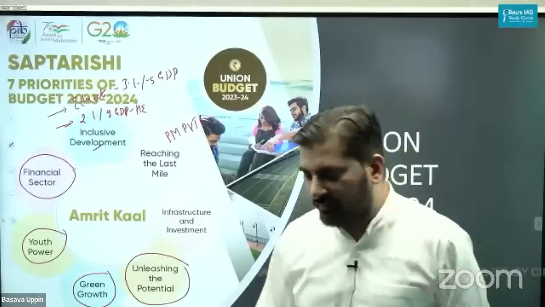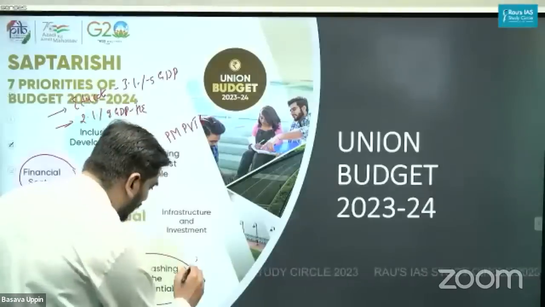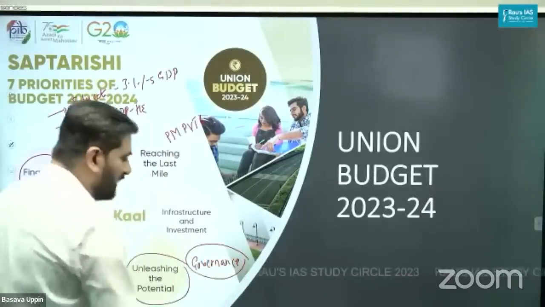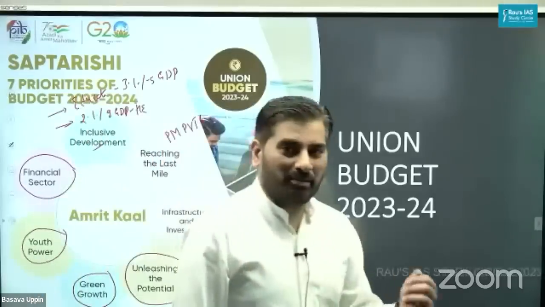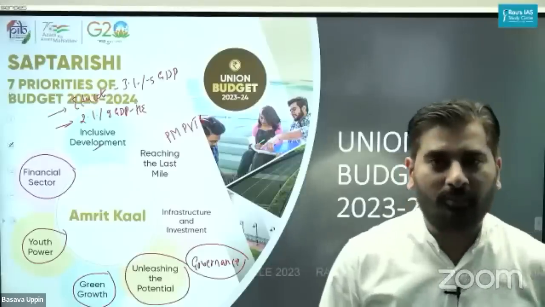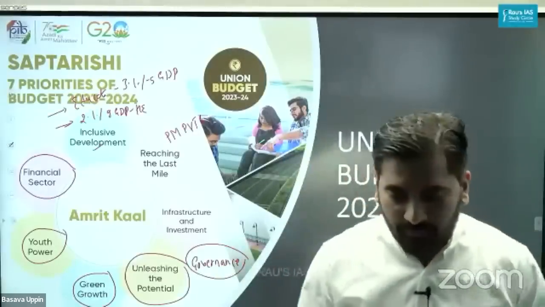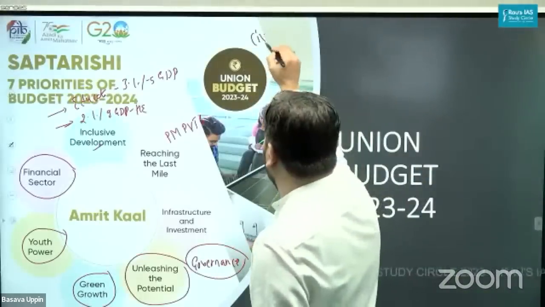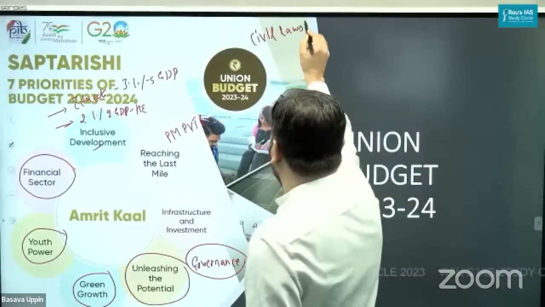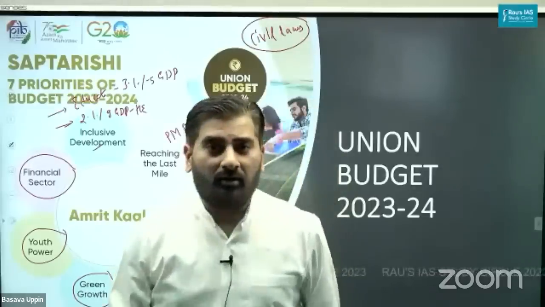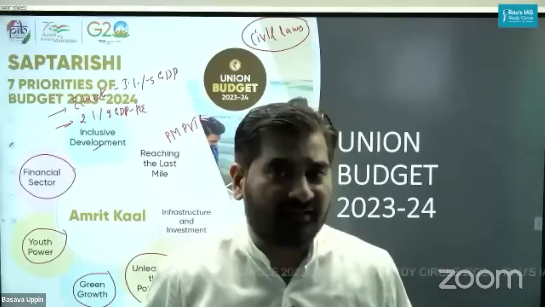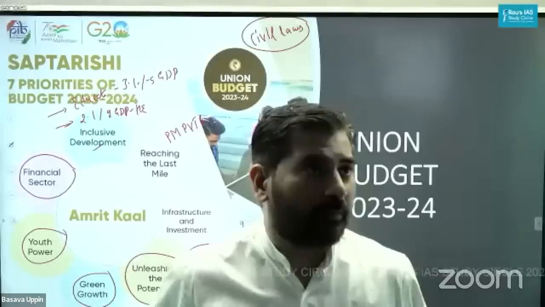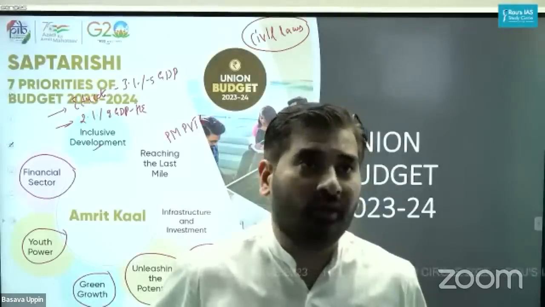Unleashing the potential means here we are focusing a lot on bringing about reforms in governance so as to improve the ease of doing business and help the Indian economy to move forward. For example, right now we have a large number of civil laws in India. The problem with some of these civil laws is that violation of some important provisions has a provision for imprisonment, which goes against the idea of ease of doing business.